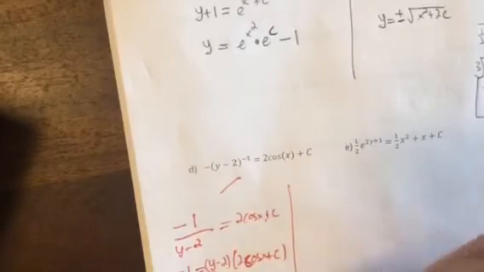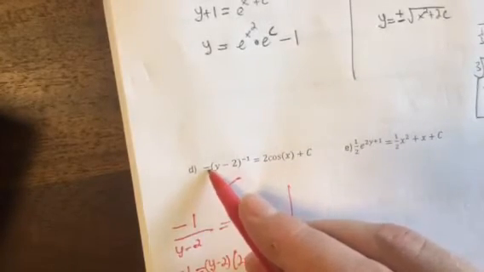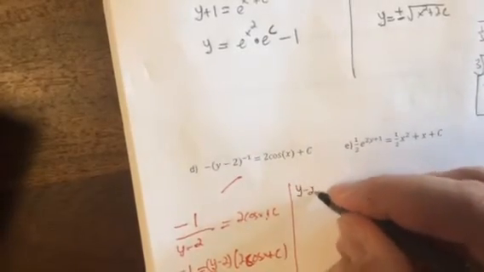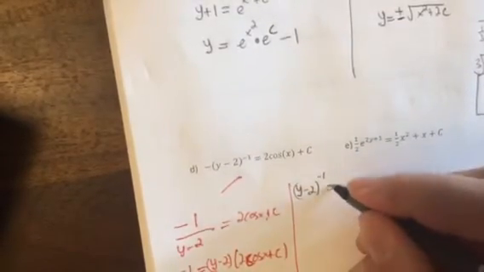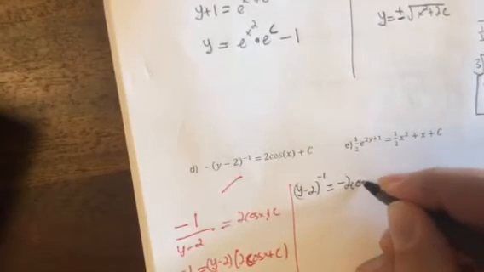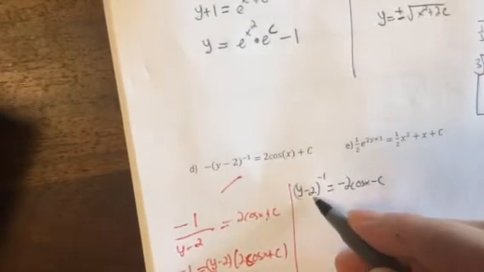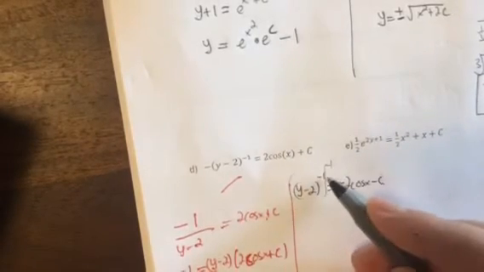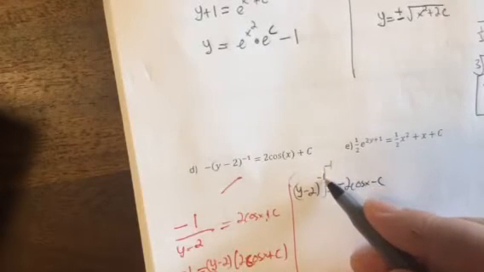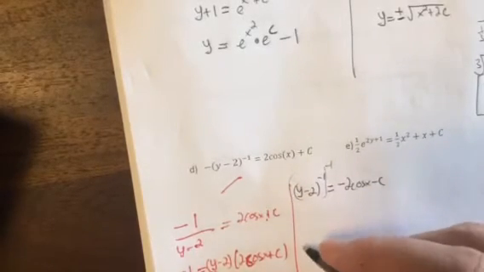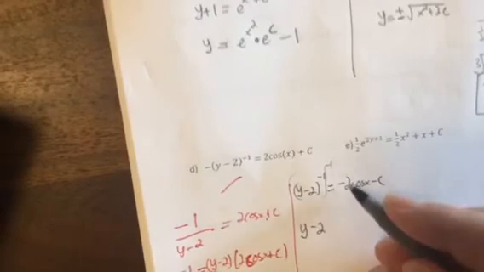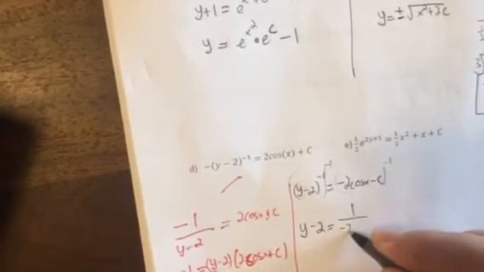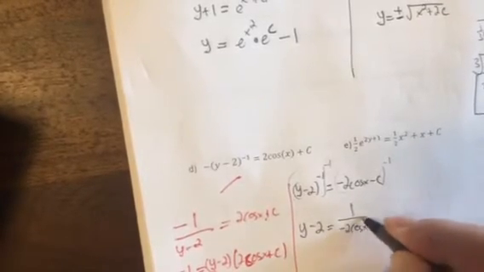Or at the very beginning, we should probably divide by the -1 to get this by itself. And so we would get y minus 2 to the -1 power equals -2 cosine of x minus c. And then to undo this, we would just do to the -1 power again, which works because when you do a power to a power, they multiply. -1 times -1 is 1, and y minus 2 to the 1 power is just y minus 2. And if we did that on this side, we had to do it on this side also. So this is 1 over -2 cosine of x minus c.